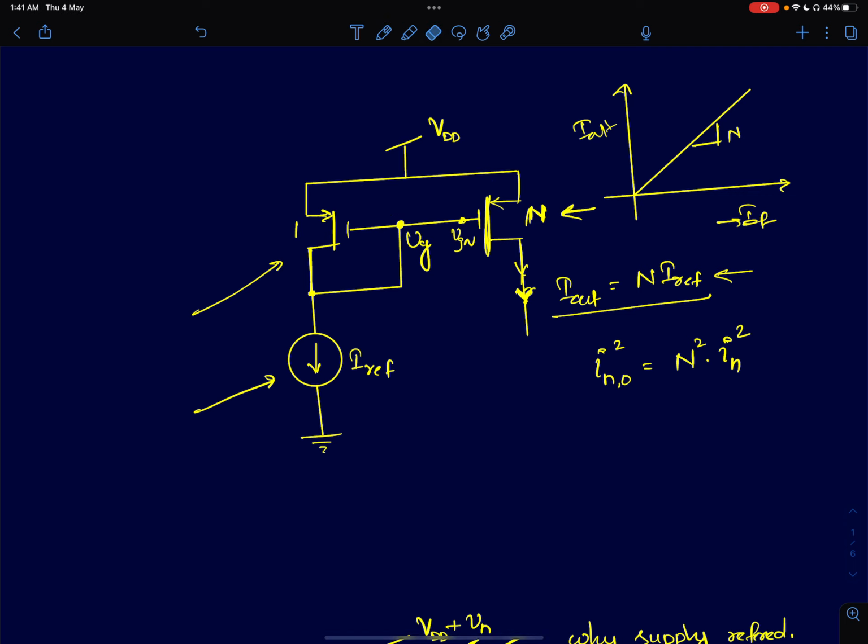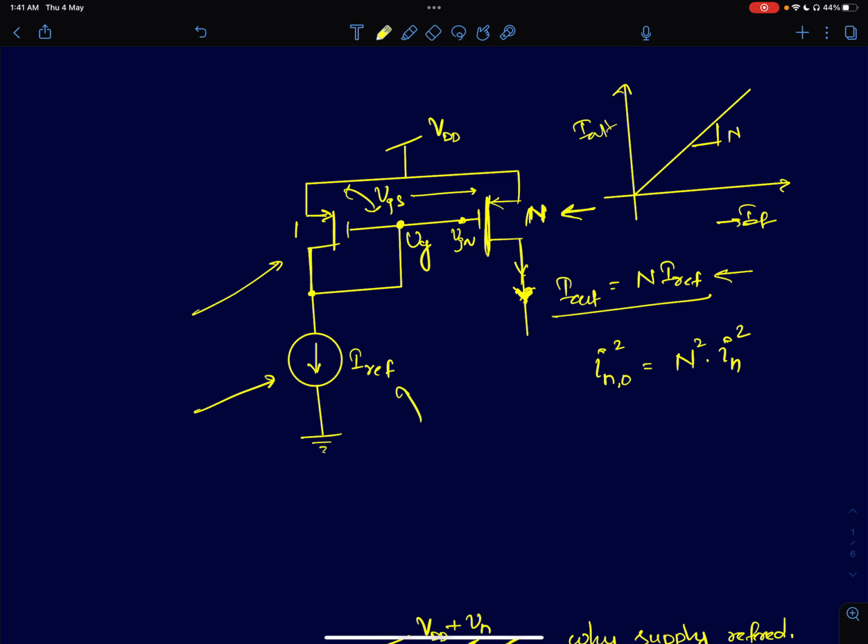So if you see here, the reference current creates a DC quiescent VGS across this, and you apply the same VGS to this MOSFET, you get a current which is the ratio of the W/Ls between the two devices times the input current.